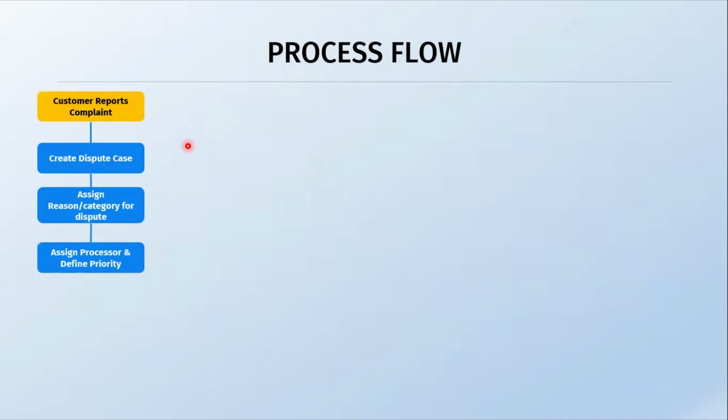So your FI accounting document will get linked to your dispute case. And then we assign the reason for the dispute case and the category for the dispute case. This helps classify the type of issue and enables accurate reporting and routing. Then we assign the processor and define the priority. The case is allocated to the responsible person, and the priority is set based on the severity or customer importance, whether it needs to be a high priority dispute case or a medium priority dispute case.